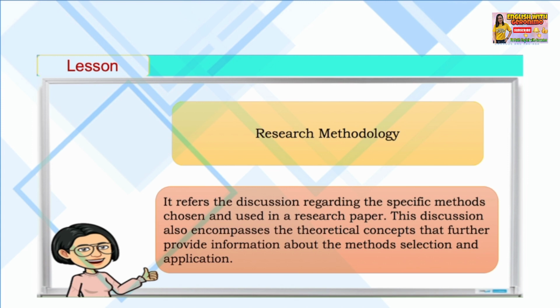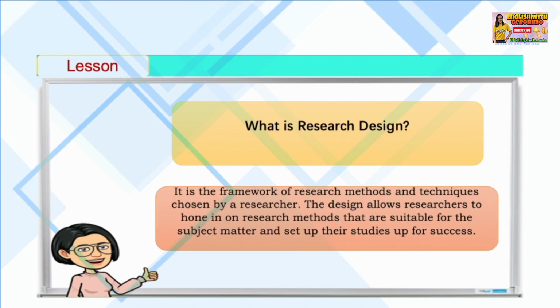What is methodology in research paper writing? It refers to the discussion regarding the specific methods chosen and used in a research paper. This discussion also encompasses the theoretical concepts that further provide information about the method selection and application. What is research design? It is the framework of research methods and techniques chosen by a researcher. The design allows researchers to hone in on research methods that are suitable for the subject matter and set up their studies up for success.